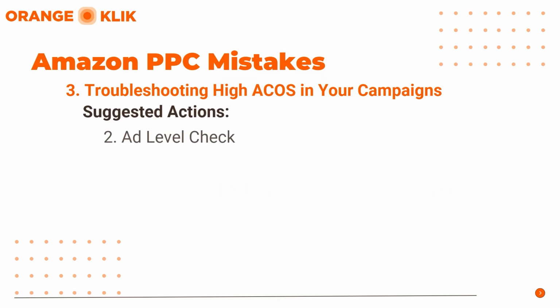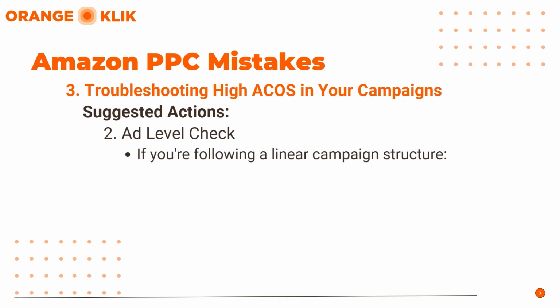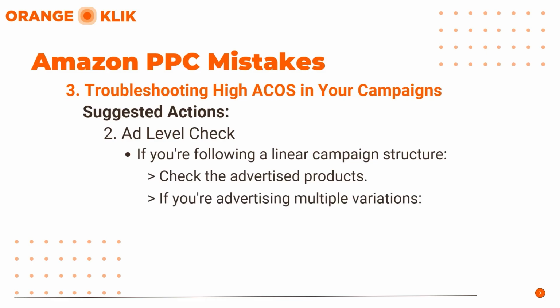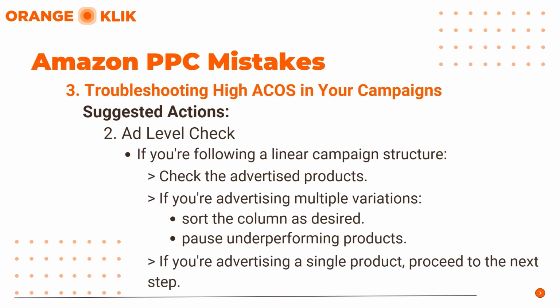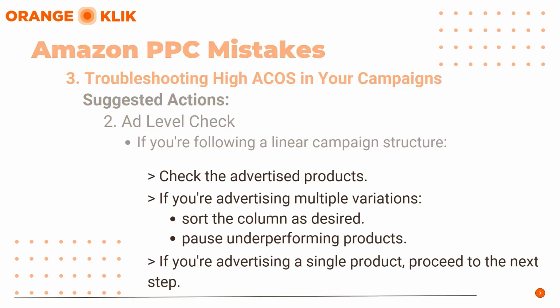Next is the ad level check. If you're following a linear campaign structure, check the advertised products. If you're advertising multiple variations, sort the column as desired and pause underperforming products. If you're advertising a single product, proceed to the next step. Pausing poorly performing products prevents wasted ad spend on listings that aren't converting and allows your budget to focus on top performing items. Now, if you're advertising a single product, this is the next step.